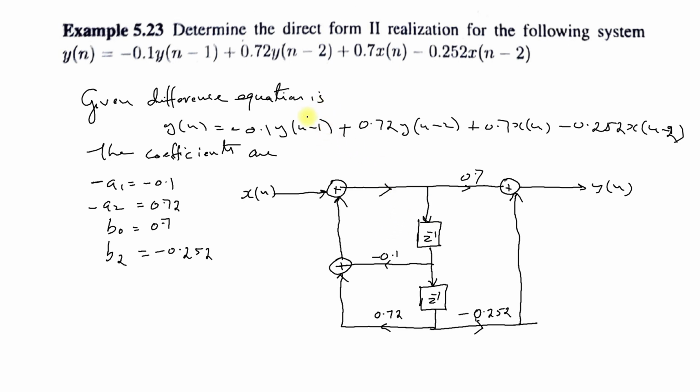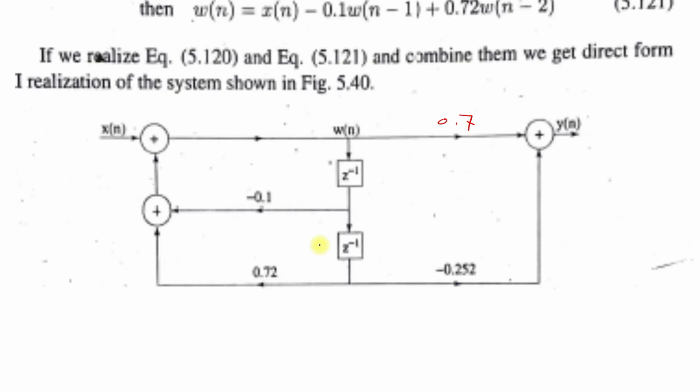Same thing you can try for the system function. You have to determine the z transform on both sides, then obtain H of z equal to Y of z by X of z. In that case, you have to appropriately choose the coefficients. You can see this is the final answer.